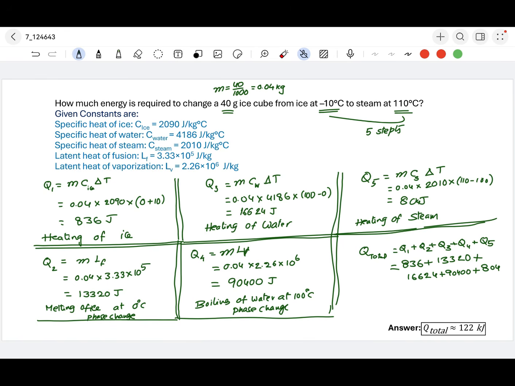Okay, 836 plus 13320 plus 16624 plus 90400 plus 804. The final answer is 121,984 joules. Okay, nearly we can say 122 kilojoules also we can say, otherwise keep this one as it is. Finish.